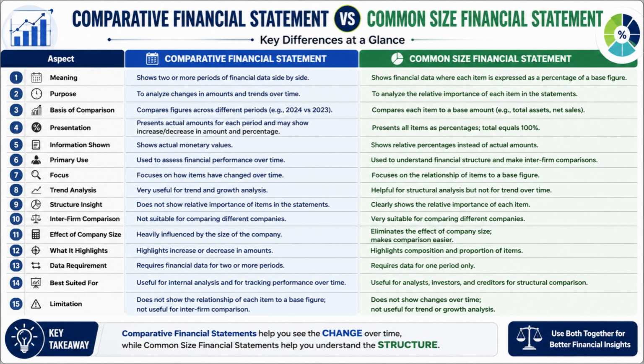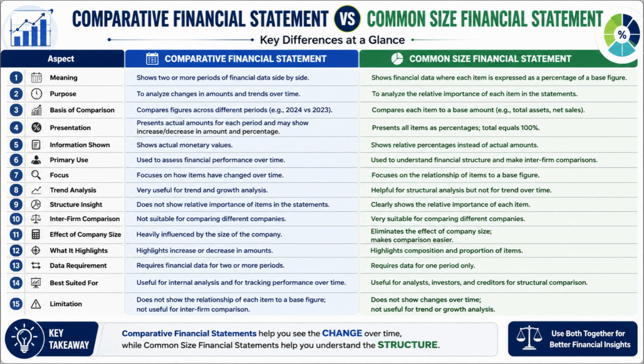Number 6. Comparative financial statement uses figures from two or more accounting periods, whereas common size financial statement may use data from only one accounting period. Number 7. Comparative financial statement presents actual financial values, whereas common size financial statement converts values into percentages.